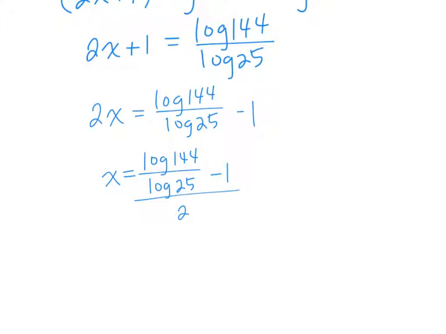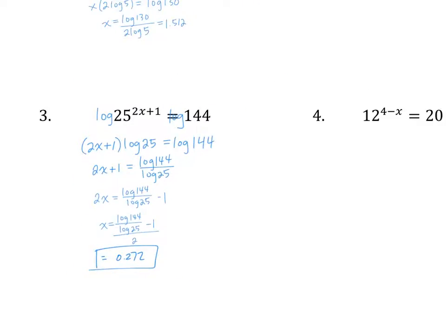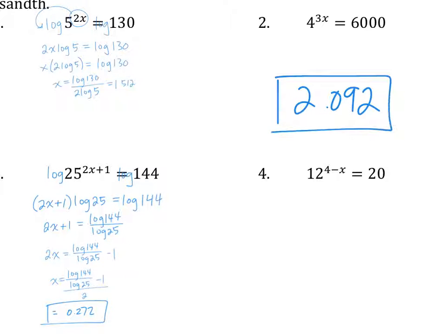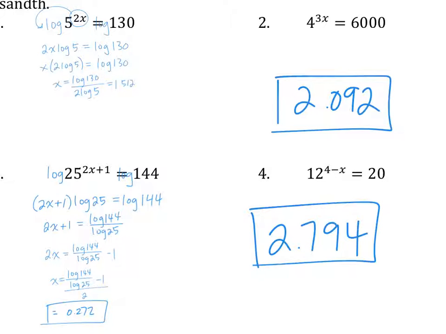Number 3, the answer is 0.272. Okay, 2 and 4. Number 2, the answer is 2.092. And number 4 is 2.794. Any questions? No questions. All right.